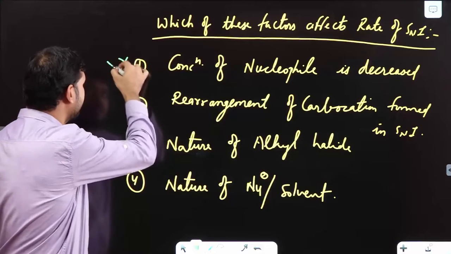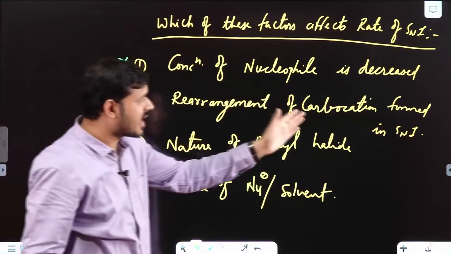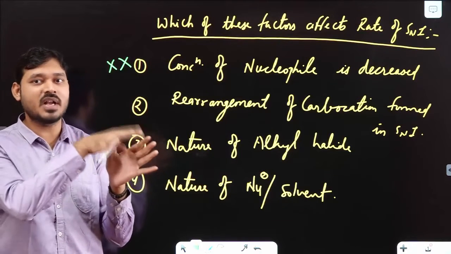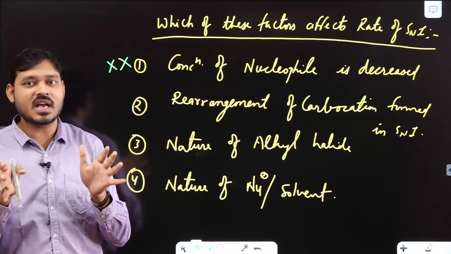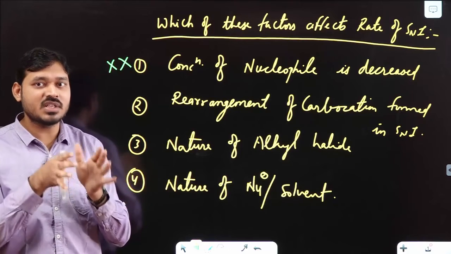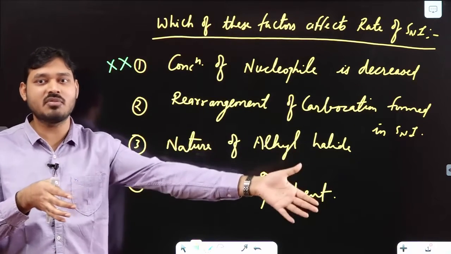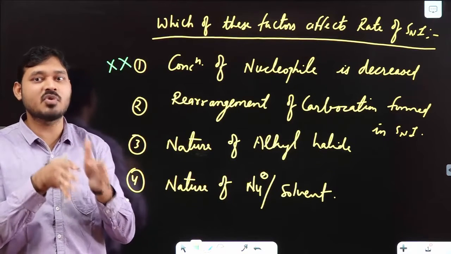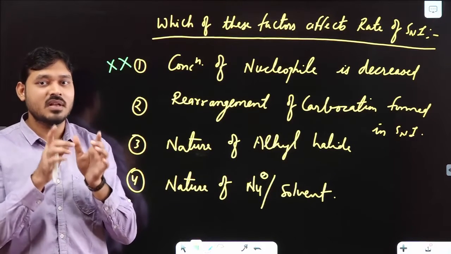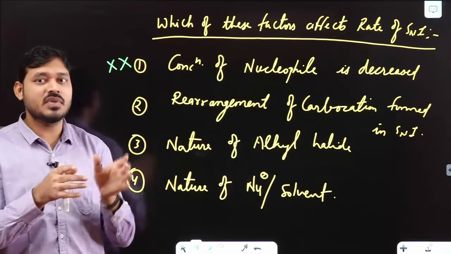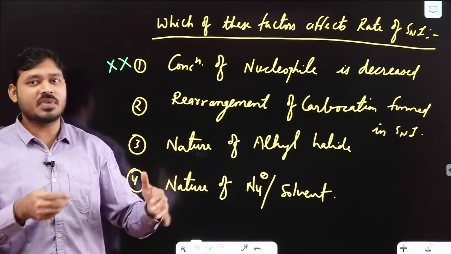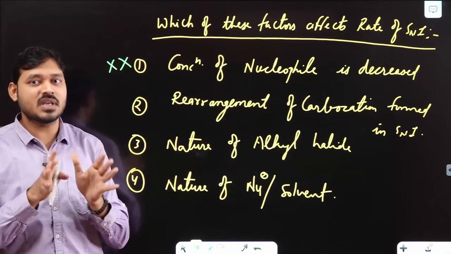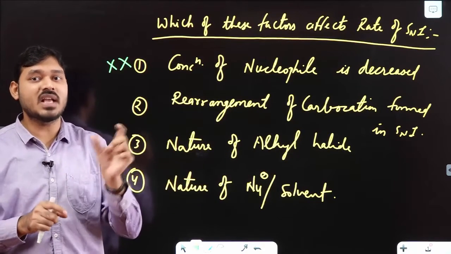So no effect. Now, rearrangement of carbocation formed in SN1. See, when you say rearrangement of carbocation formed, then first a carbocation is formed. So it is not about how many rearrangements it will make. It is all about whether the carbocation generated is more stable. Always remember first which carbocation is generated. After rearrangement what it can make, that is another thing. But you have to first consider which carbocation is generated.